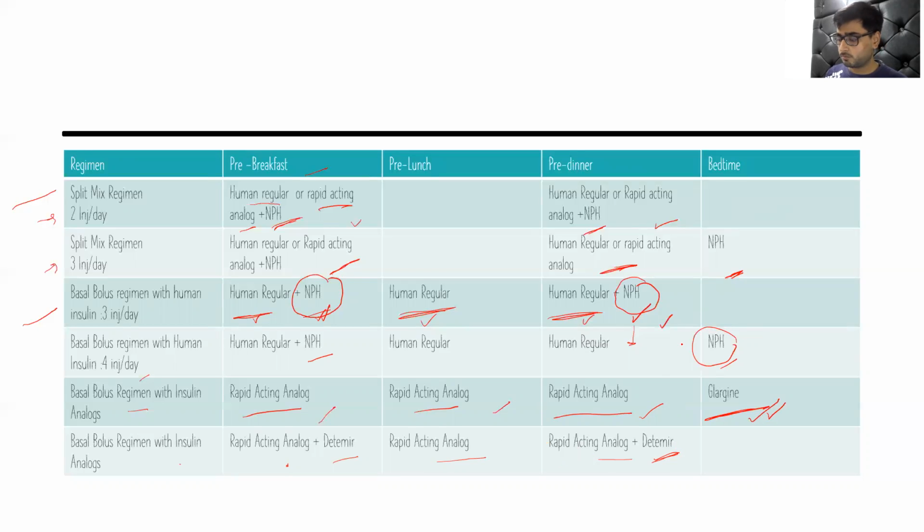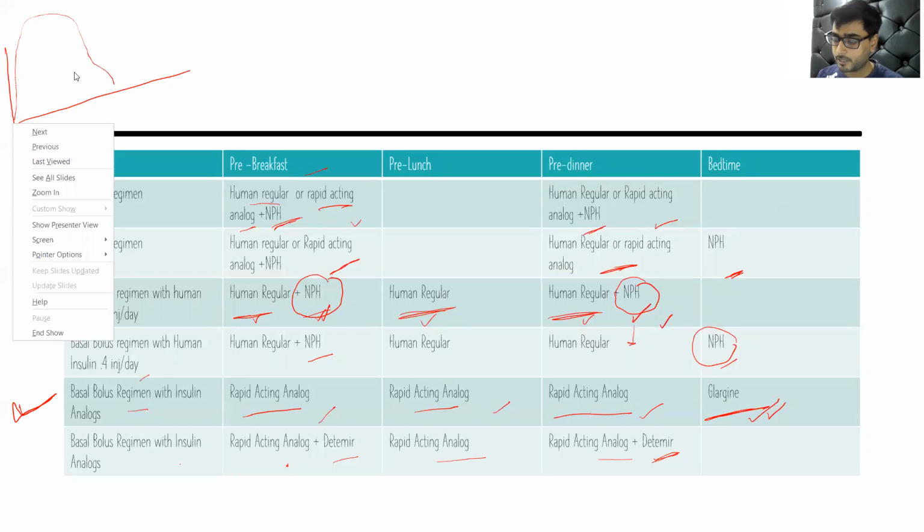Most commonly, which we are using these days, is the basal bolus regime. Now, coming to the concept of why this is being given at bedtime, if we see, there's a split mix regime like this. We are giving a human regular or rapid acting combination with NPH. So we give 2 injections here.